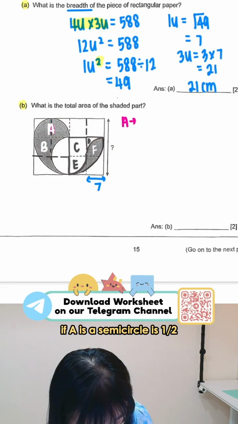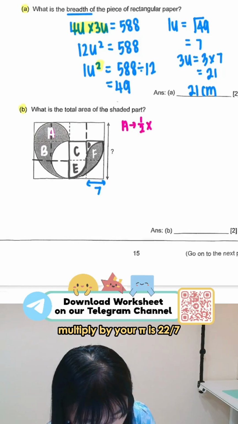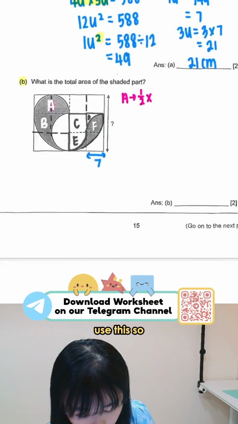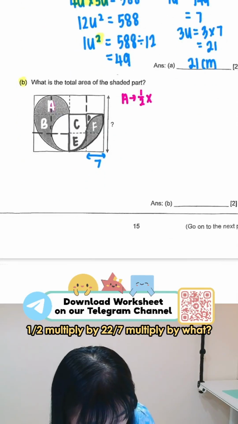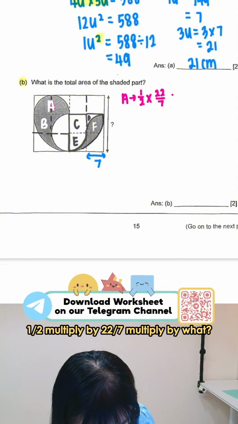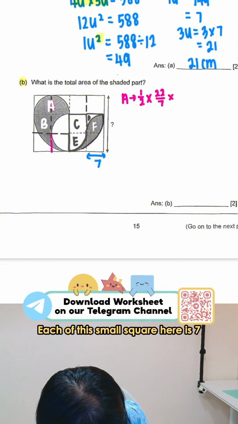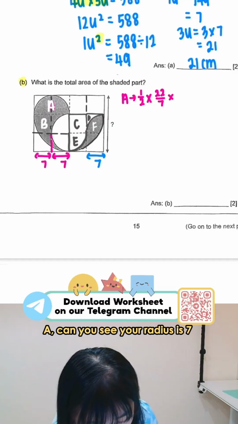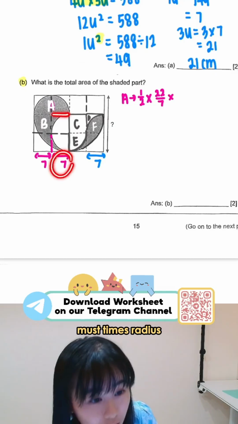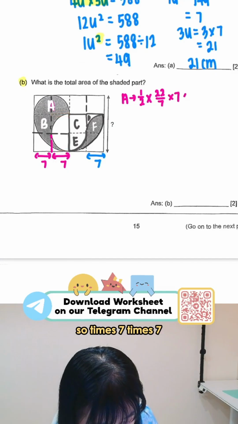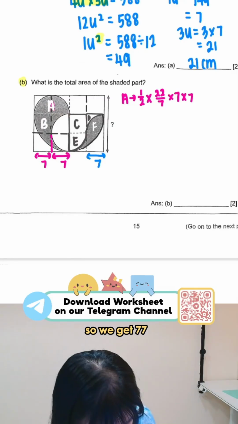If A is a semicircle, it is half multiplied by pi, which is 22 over 7, use this. So half multiplied by 22 over 7, multiplied by what? Each of these small squares here is a 7. Can you see your radius is 7? Must times radius, so times 7 times 7. So we get 77.